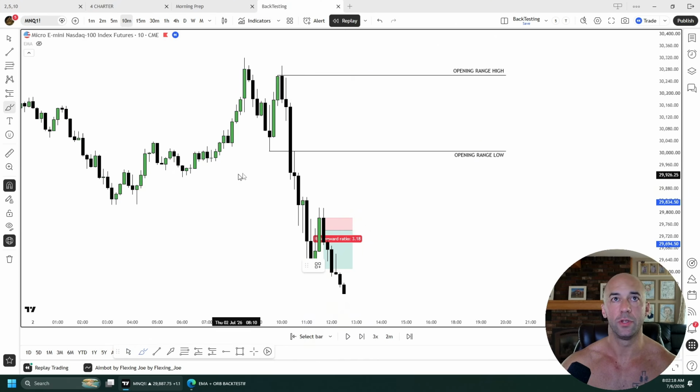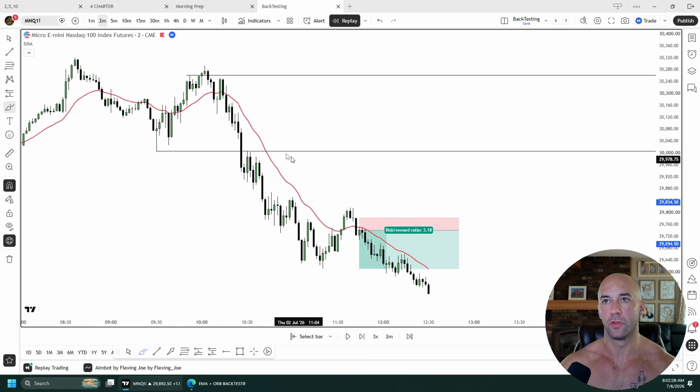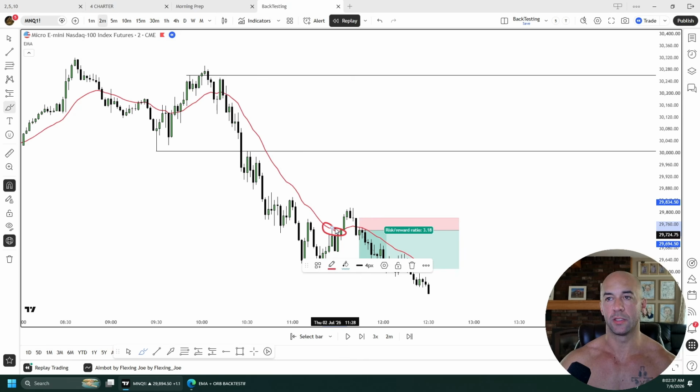So in this case, we do get a 10-minute candle that closes outside of that ORB range. Perfect. Then all we're going to do from there is put that 20 EMA on and drop down to the 2-minute time frame. From the 2-minute time frame, we're just waiting for a 2-minute 20 interaction. On this particular example, we did have an interaction right here that under normal circumstances I would like.